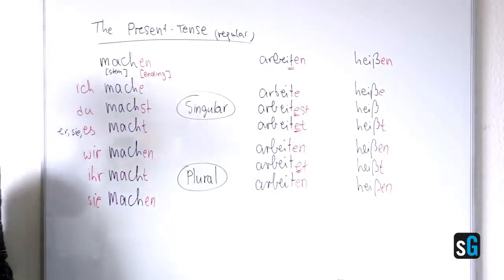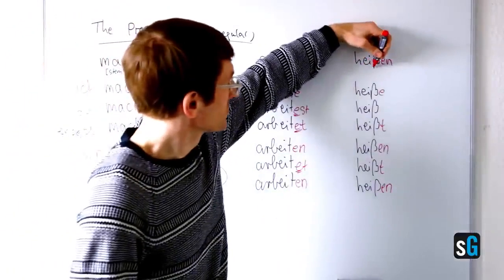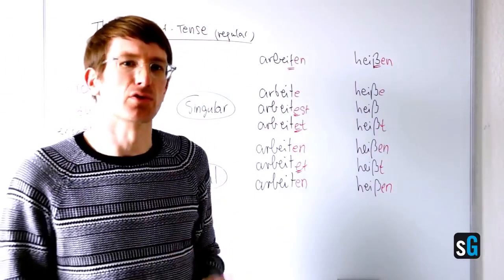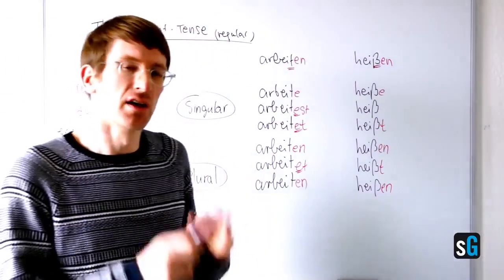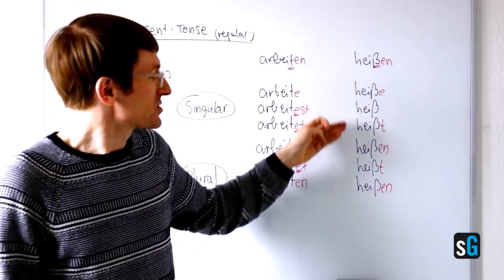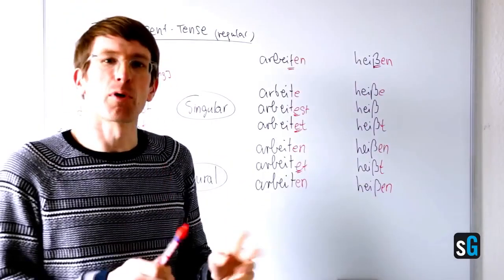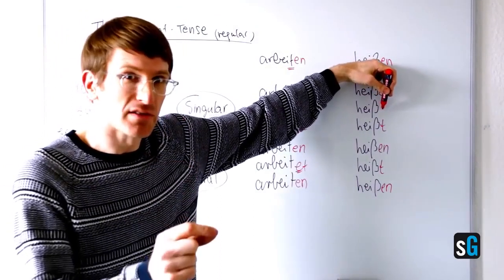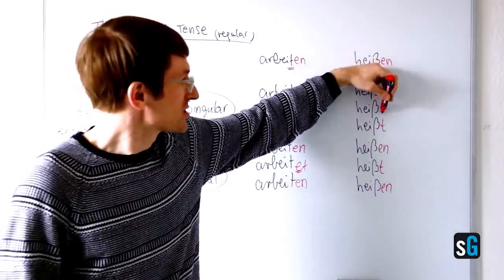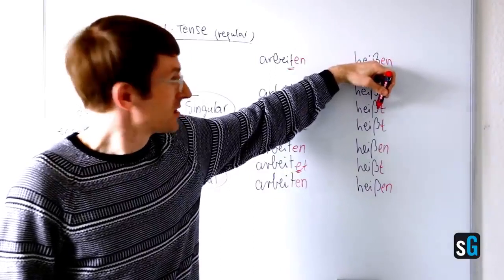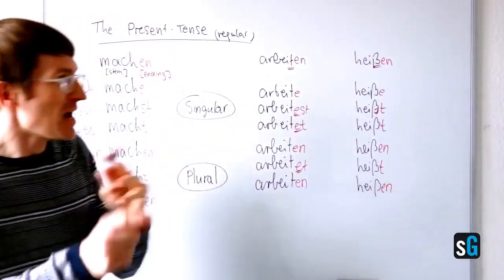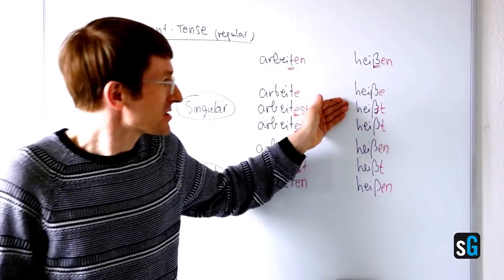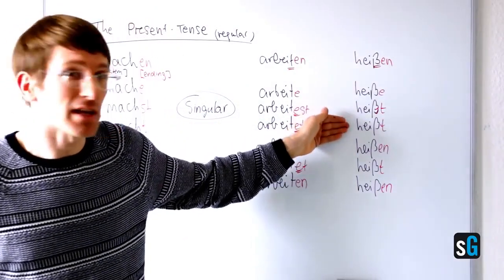Heißen is a bit special as well. Heißen, the stem, ends in an SZ or an S sound, could also be a Z or another simple S. And you see, in general that's no problem, except here you wouldn't add another S to an SZ, you just add the T because the S is included in the SZ. And that results in two similar forms for du and er.